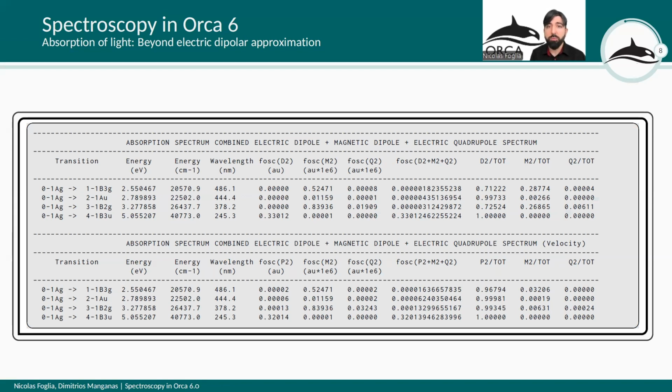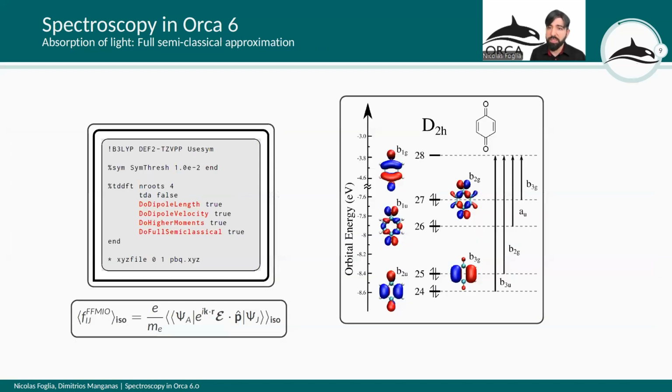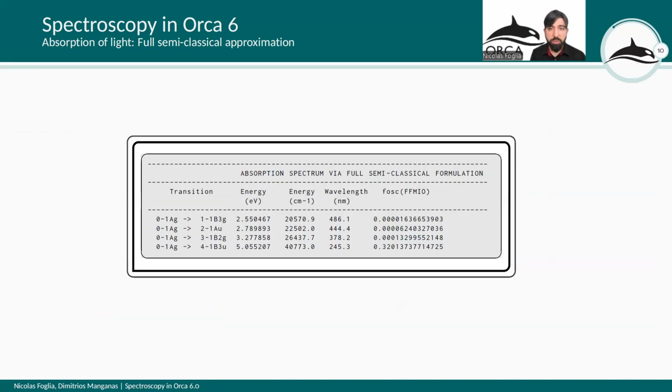Finally, it's also possible to request the use of the full semi-classical field-matter interaction to compute oscillator strength. This is done by including the full semi-classical keyword, and the result is printed in the corresponding table.